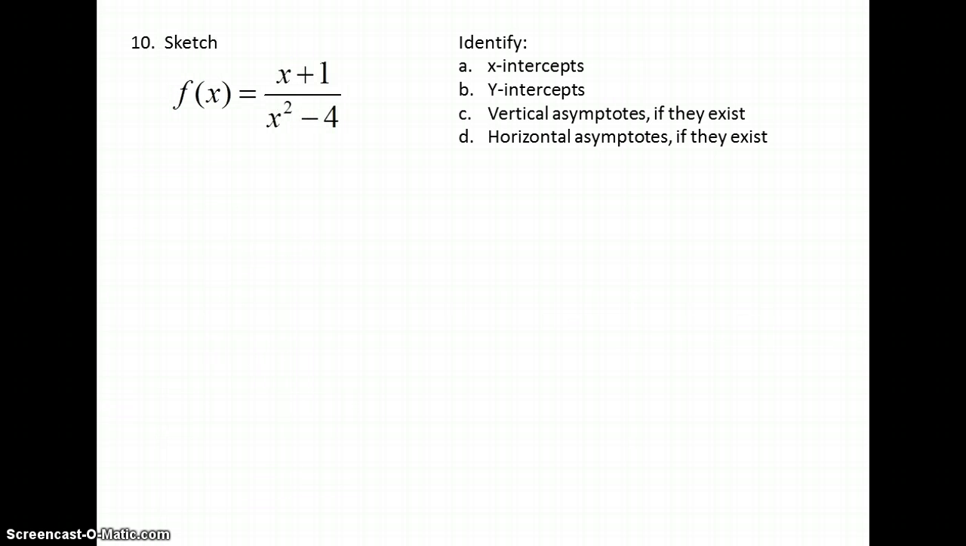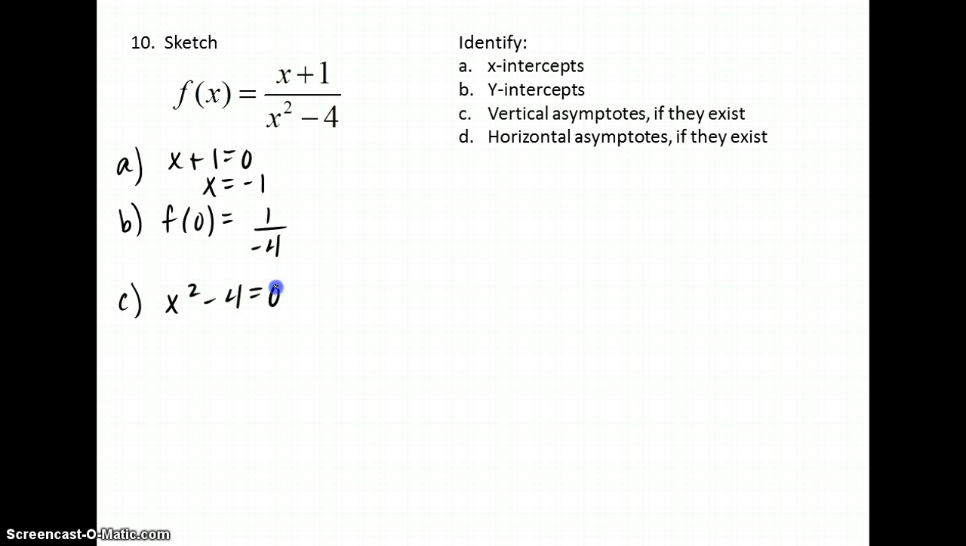To sketch this one, same conditions. X-intercepts occur when the numerator is 0, so that occurs at negative 1. Y-intercepts occur when x is 0, so that gives us a y-intercept of negative 1/4. Vertical asymptotes come from where the denominator is 0. And then lastly, horizontal asymptotes, we can use our simplifying methods.